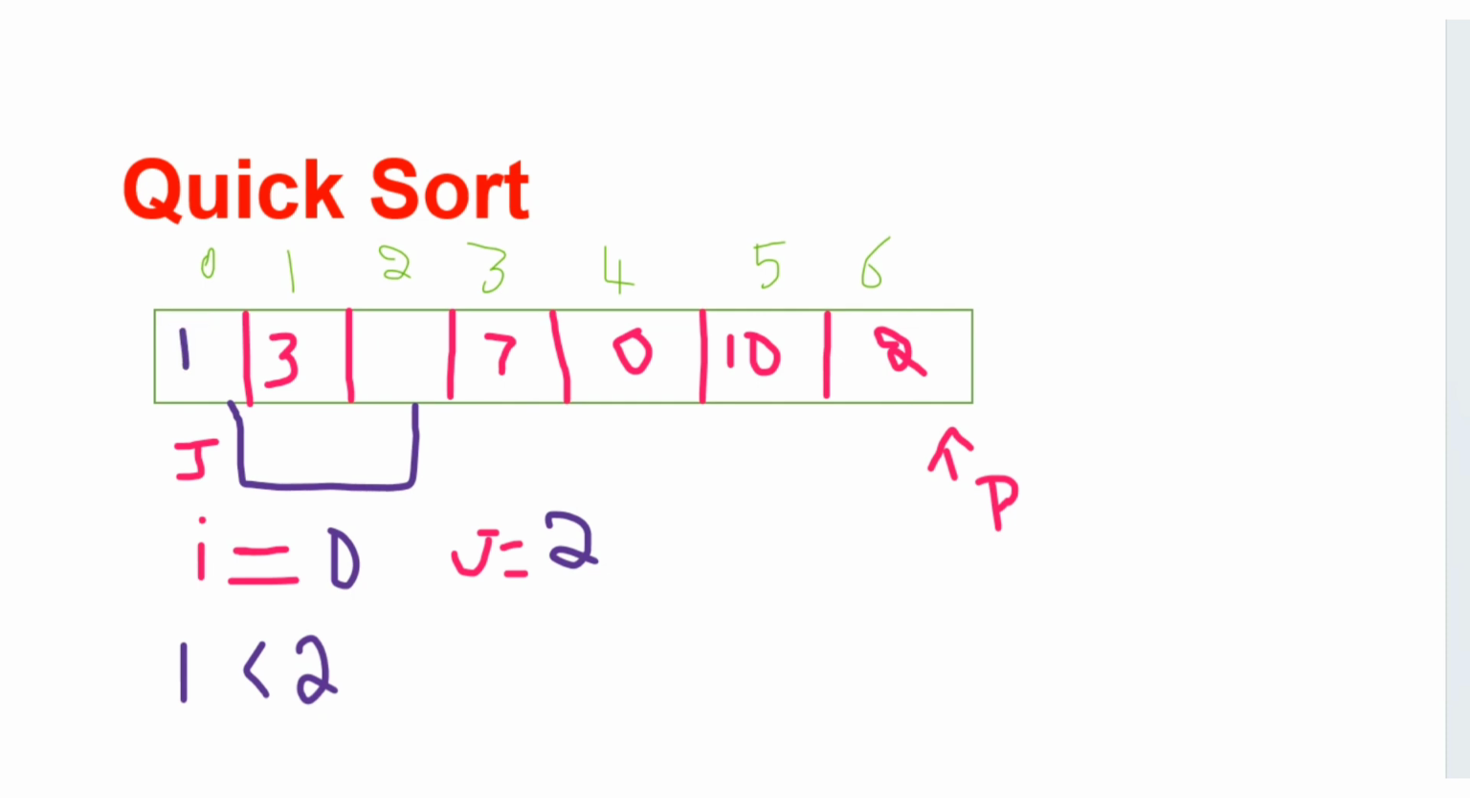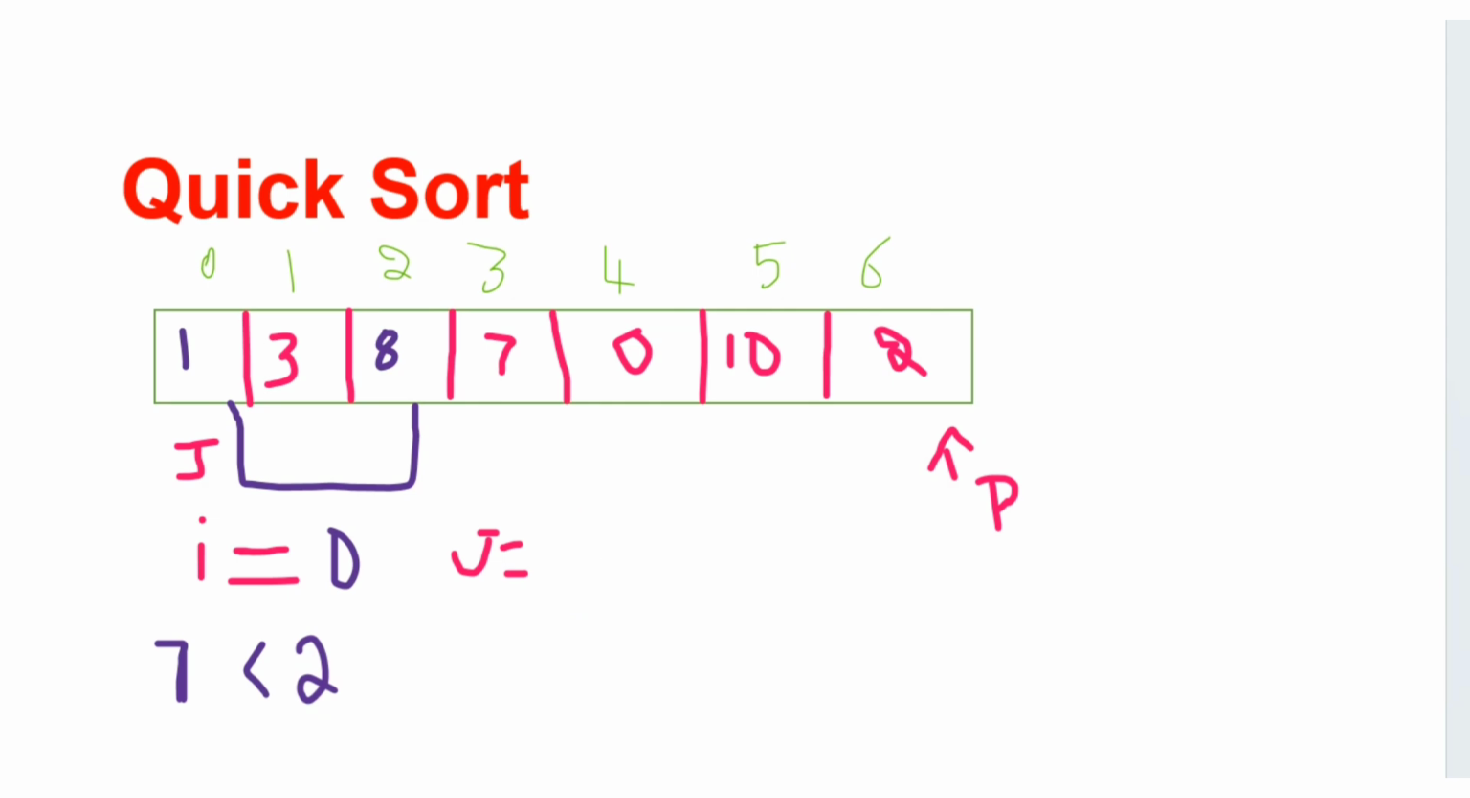Next, increment j. Now j is 3. So we need to compare 7 with 2. Is 7 less than 2? No. So what I need to do is just increment j. No need to swap because 7 is greater than 2. Now j becomes 3, now j becomes 4.